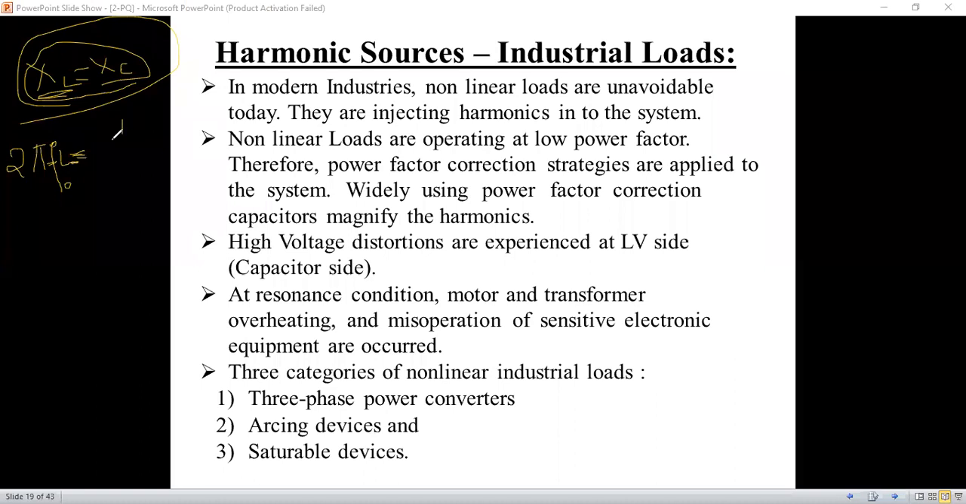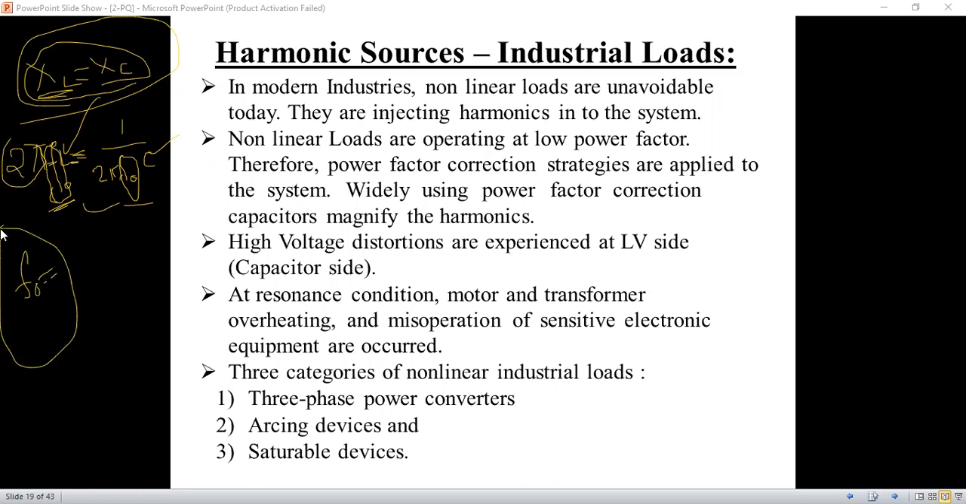So XC equals 1 by 2 pi F naught C, we are going to call that. Based on this, 2 pi is the constant value. L is nothing but inductance. C is nothing but capacitance. This F naught is nothing but the frequency under resonance. At resonance, F naught is the frequency. By multiplying here, we can find the F naught equation. Actually the equation is not there, just for your understanding I am telling that.